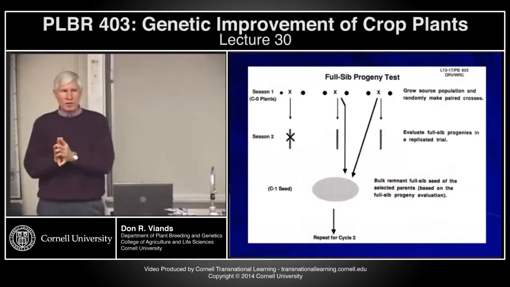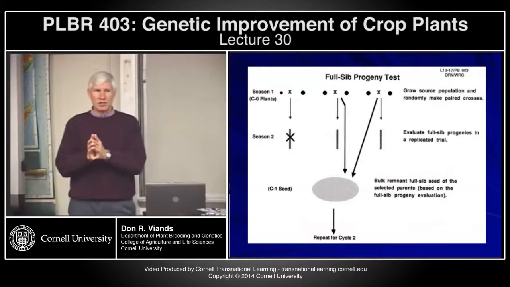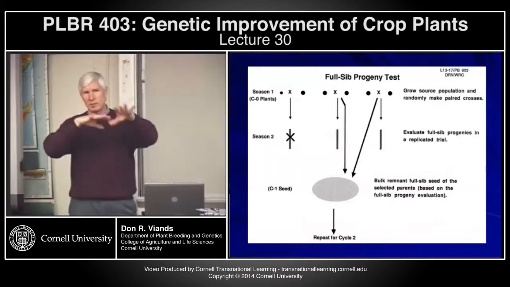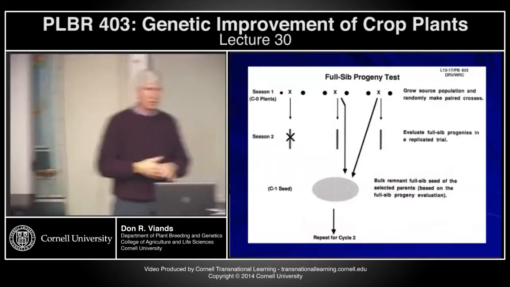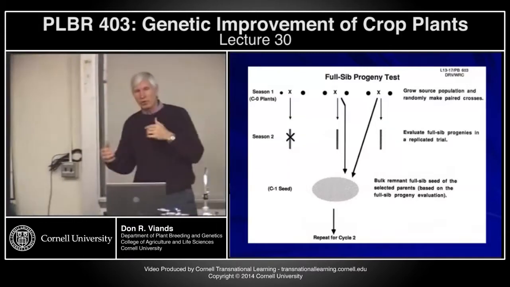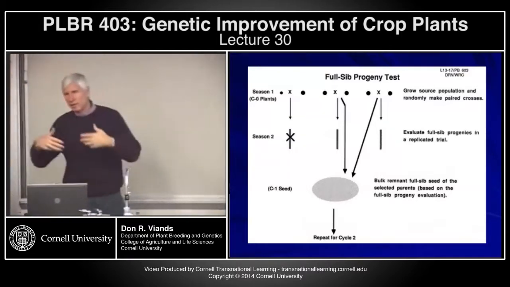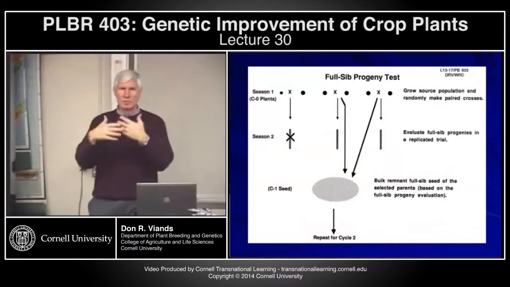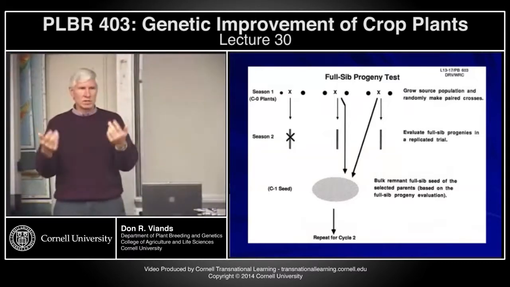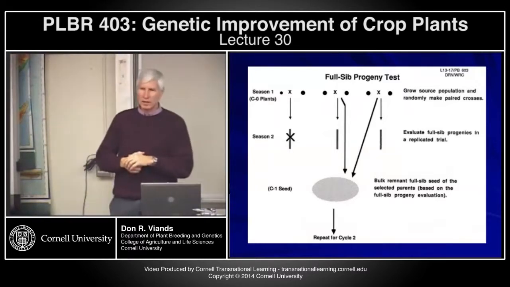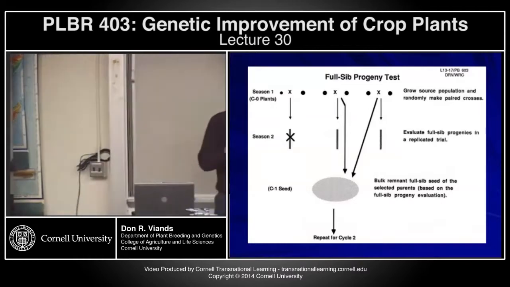Now, when you do it that way, you haven't had a lot of genetic recombination occurring because there hasn't been a random pollination across the population. So you could take your remnant full-sib seed and plant that out and go another season and allow cross-pollination to occur to get more chances of recombination. But I don't think that most people who use this method go that extra step.